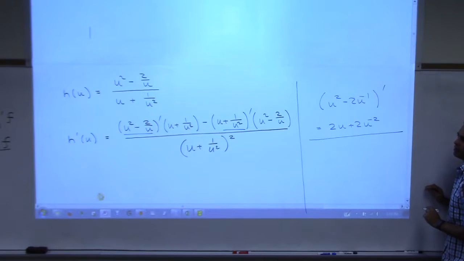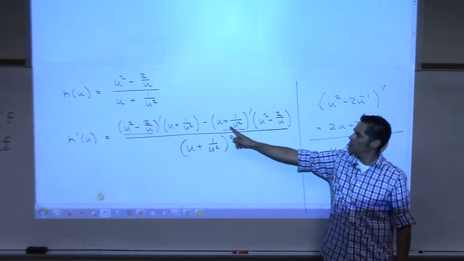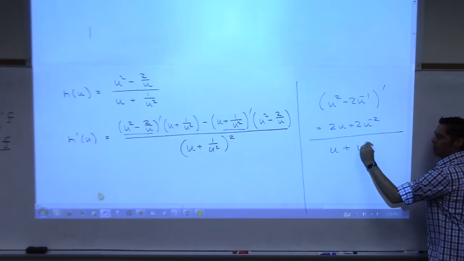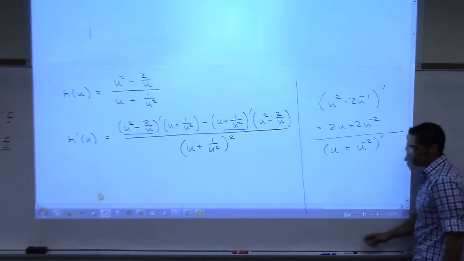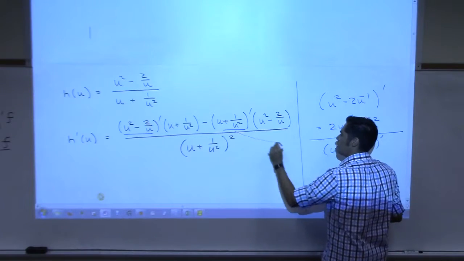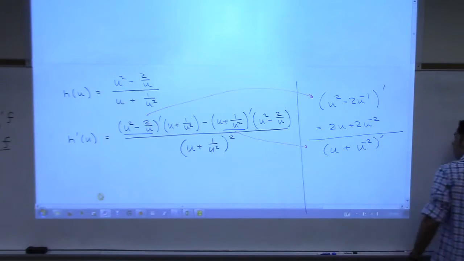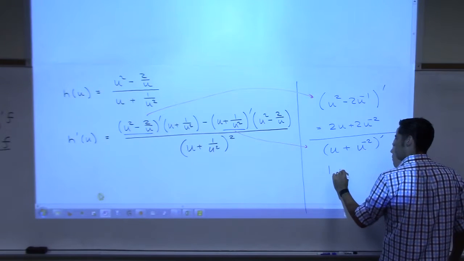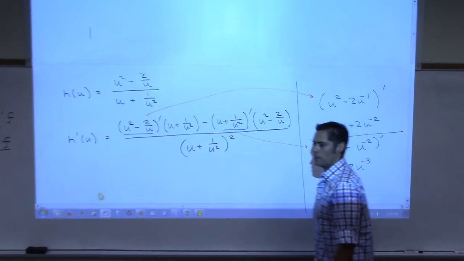How about the other one we have to take the derivative of? It's u plus 1 over u squared, which can be rewritten as u plus u to the negative 2, prime. So this one is this one, right? This one is this one. Guys, y'all with me on what I'm doing here? All right, derivative of that? 1 minus 2u to the minus 3. Good. That's it.